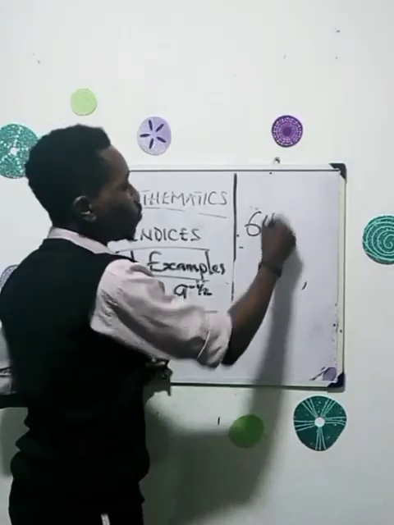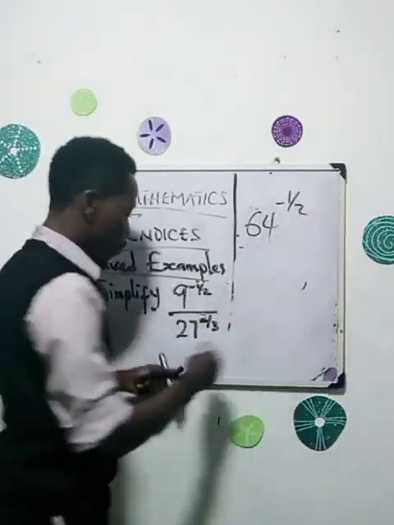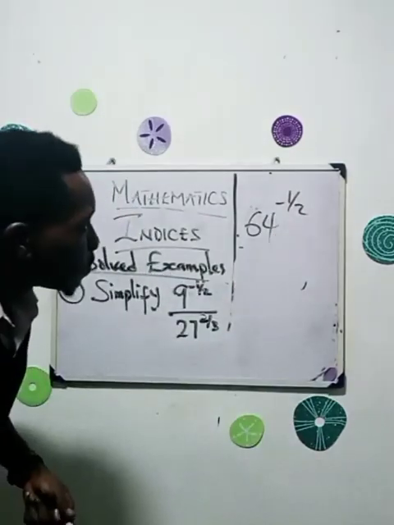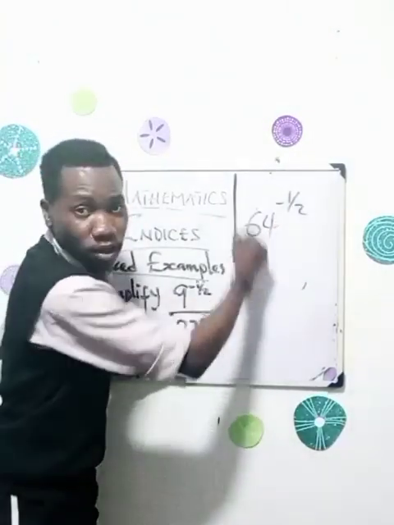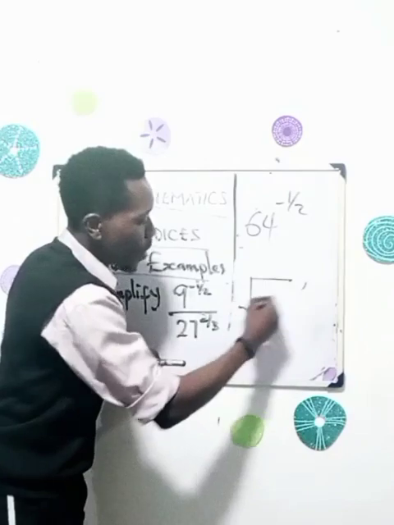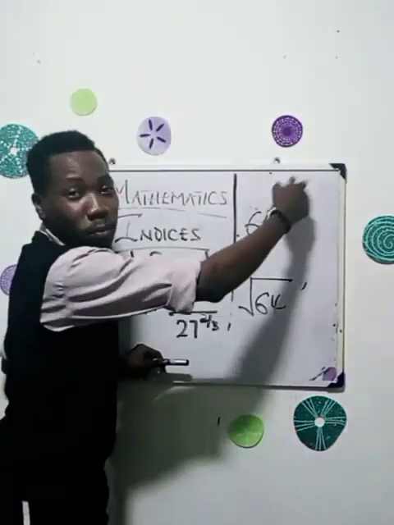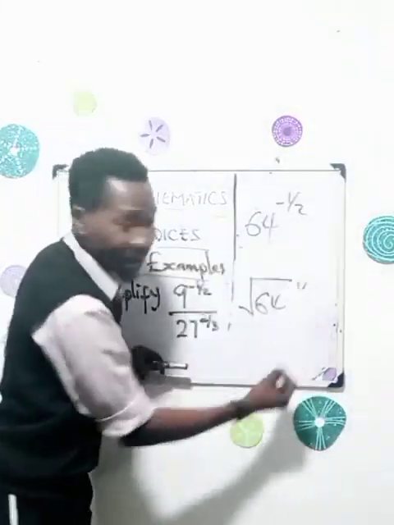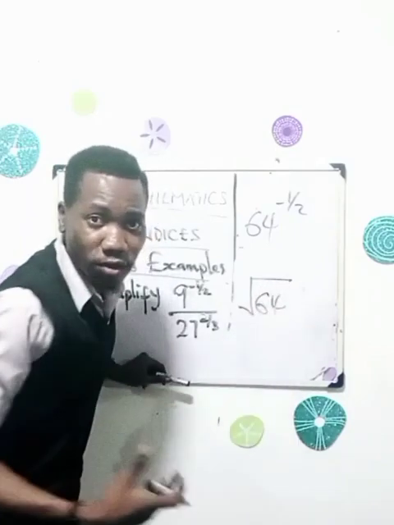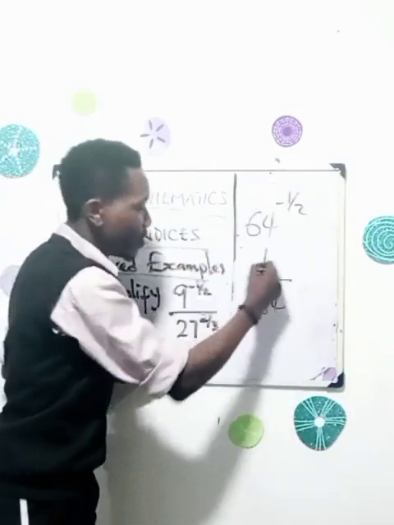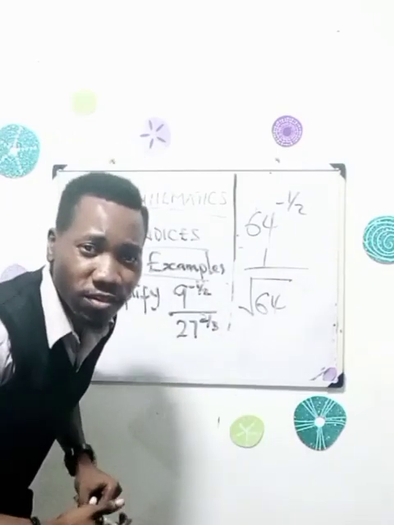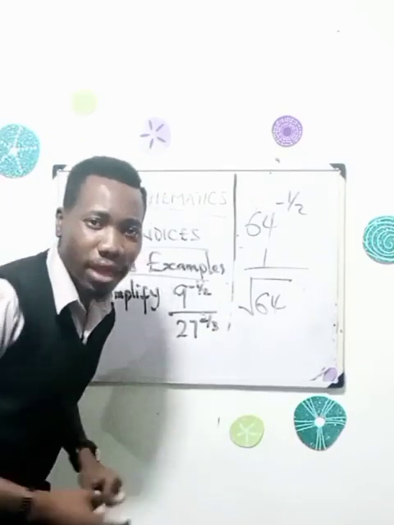So 64 raised to the power of minus 1 over 2. So what are we doing here? The 2 becomes the what? The root, right? So it becomes the square root of 64 raised to the power of 1. I don't need to put the 1 because anything raised to the power 1 will give me that same thing. Now because I have minus here, that's it. 1 over root 64, that's it.